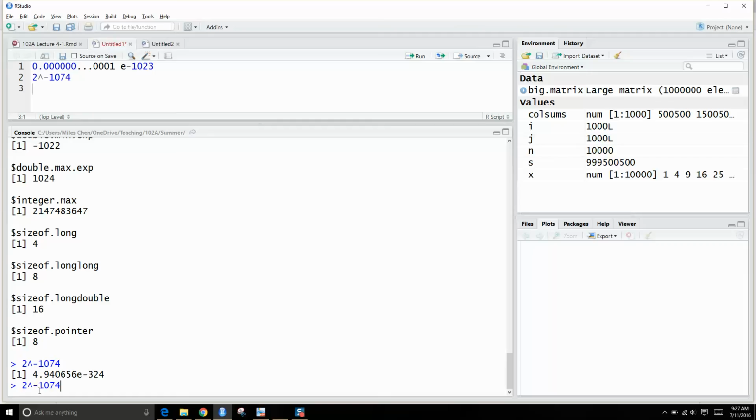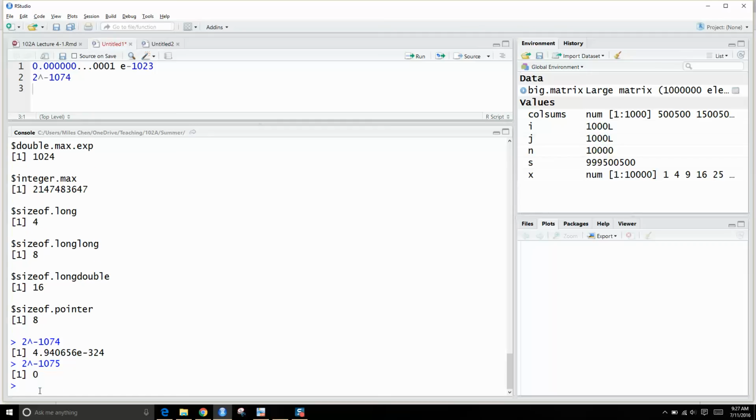Okay, but if I try to do anything smaller than that, R says I don't understand what you're trying to do here. Okay, so the smallest number I can do is 2 times 10 to the negative 1074. Okay, and R can turn that into kind of an approximate decimal equivalent. But anything smaller than that, it doesn't work. Okay, because R is going to say, well, that's like 0.